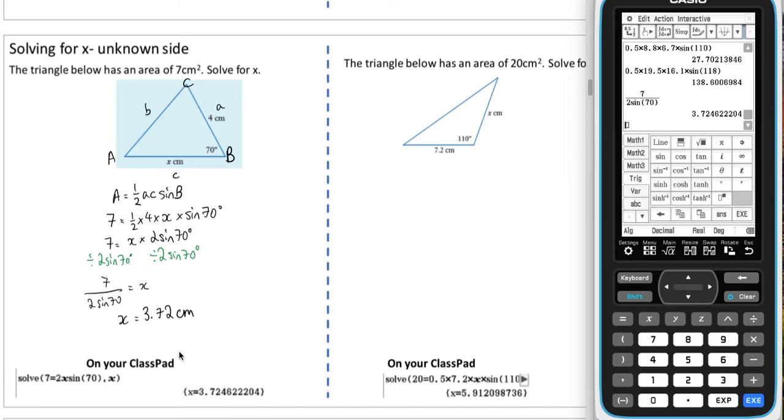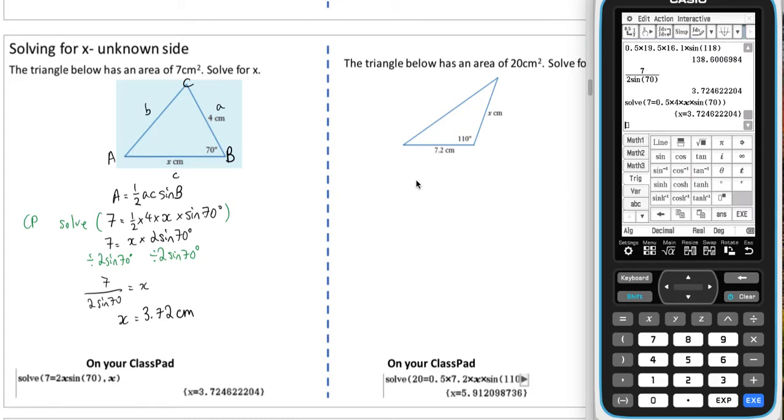Sometimes it's good to know your class pad. In fact, if it's non-calc, try not to use your brain too much in algebra. You might as well just chuck it straight in. So here's how to do it. You go shift equals, and you're just solving the equation. You can solve it here if you like. So in your working, you can just put CP solve and wrap brackets around it. Okay, 7 is equal to 0.5 times 4, or you can just say 2, times by x times by shift 1, 70 degrees, close bracket again, and you get 3.72. So see, here's another way of doing it, right? So up to you, really.